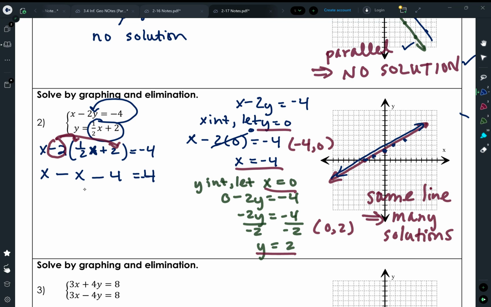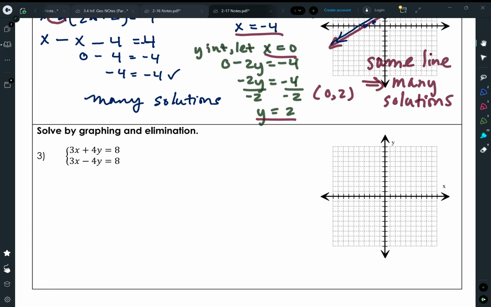X minus x is 0. So 0 minus 4 equals negative 4, which means negative 4 equals negative 4. Because this is always true, we would say that there are many solutions. So any x, y ordered pair on that line is going to be a solution.